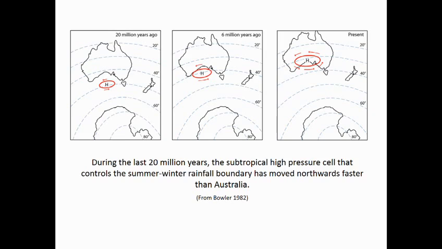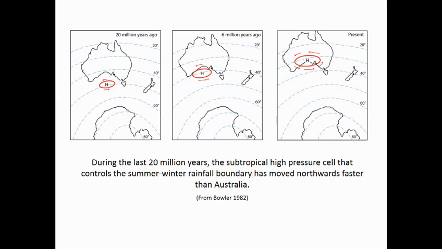So then at the end of this extremely wet period, things started to change again, and there's all kinds of reasons why Australia started drying out. Part of it was that we separated from Antarctica, and the circumantarctic current dried the climate considerably. You had ice forming in Antarctica, rainfall dropped. We also had this phenomenon where there's a subtropical high pressure cell shown there in red, which controls where the summer-winter rainfall boundary is, and it moved northwards faster than Australia did during the last 20 or 30 million years.